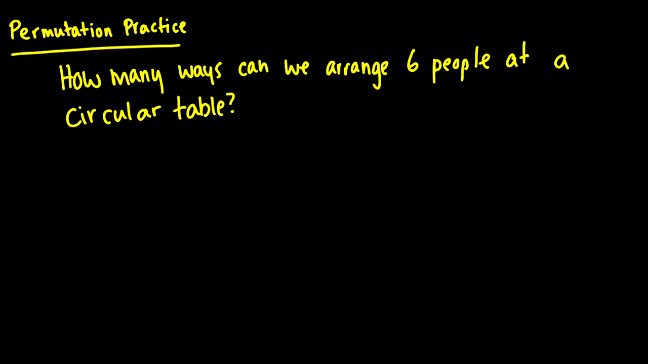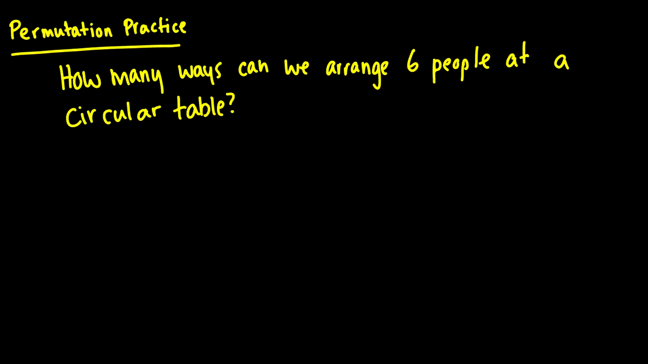Today we're going to be doing some more difficult questions with permutations, and we're going to start with probably the hardest one because this is a very good learning opportunity for lists that don't necessarily have what we call edges. So how many ways can we arrange 6 people at a circular table?